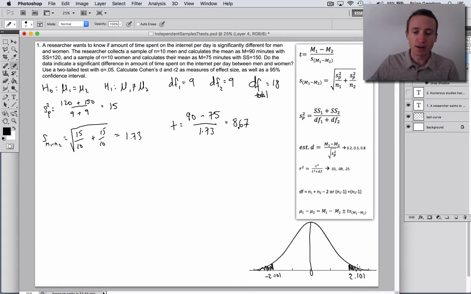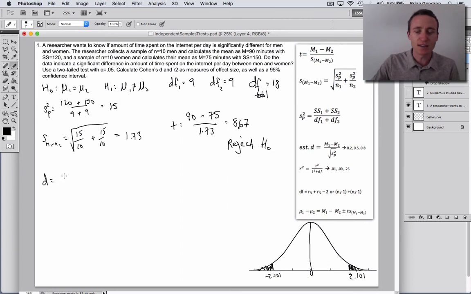And the cutoff that we needed was only 2.01. So the conclusion here is reject H0. That means there was a statistically significant difference in internet usage. So then how large is that difference? We're going to calculate effect size.